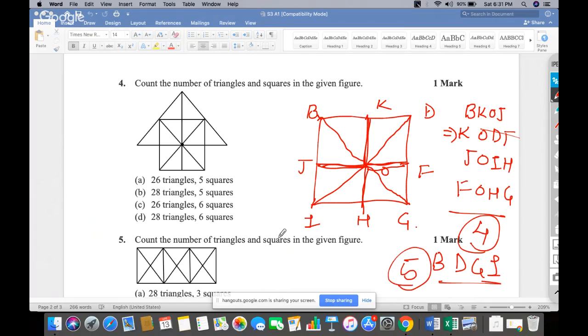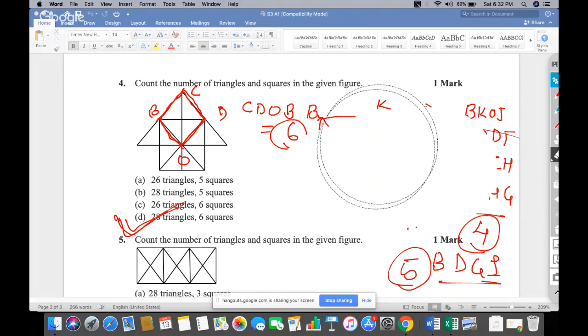The one square which is difficult to find out over here is, if I mark this as C, this as B, this as D, and this as O, this particular square is very difficult to find out. Look at what I'm doing on the screen and where I'm finding the square. So this particular square CDOB makes my 6th square. So the answer would be D over here. So this is how we have to solve the question.